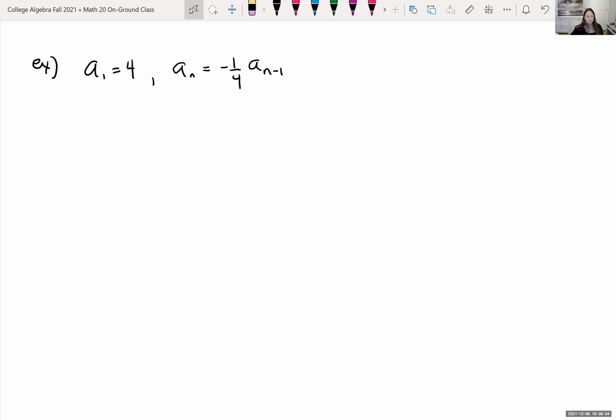Okay, so a sub 1 is 4, and a sub n is -1/4 times a sub n minus 1. So we're dependent on the term right before. So a sub 2 is going to equal negative 1/4 times a sub 2 minus 1. This is the same thing as negative 1/4 times a sub 1. Since a sub 1 is 4, we have negative 1/4 times 4, which is equal to negative 1.